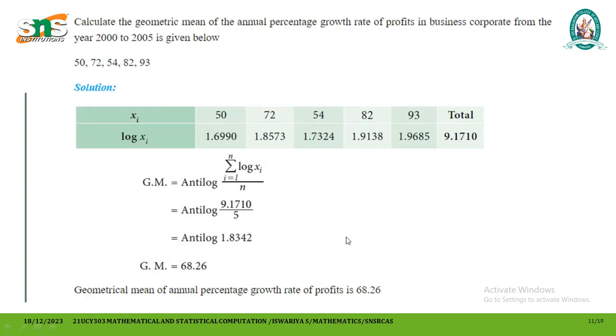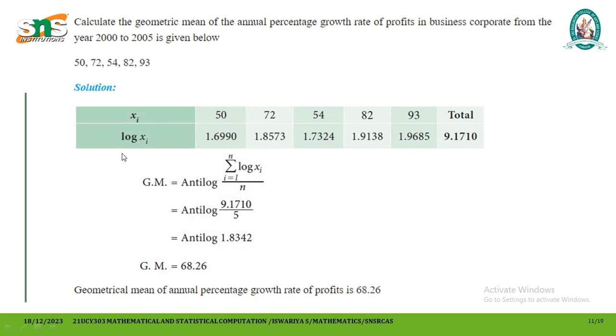So let us see a problem in the geometric mean for the individual series. Here the data is given. First we have to apply the formula. So the formula is anti-log of 1 by n, summation i equals 1 to n of log x. So this is the x value.